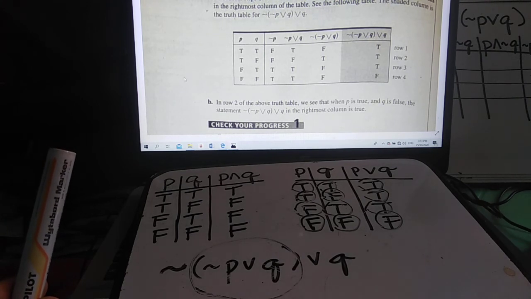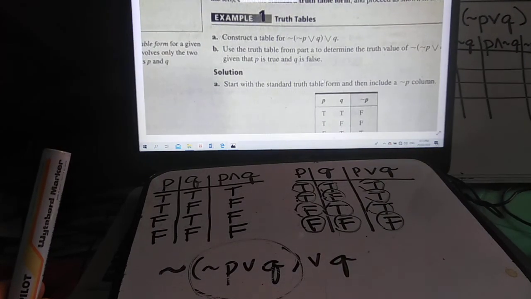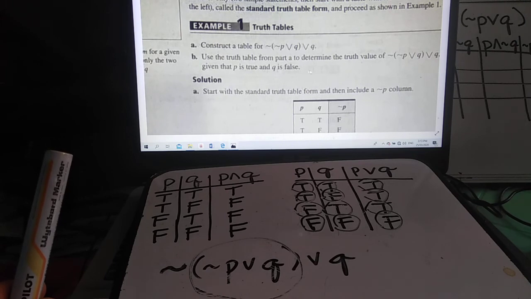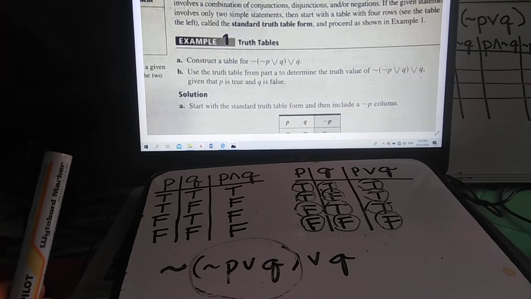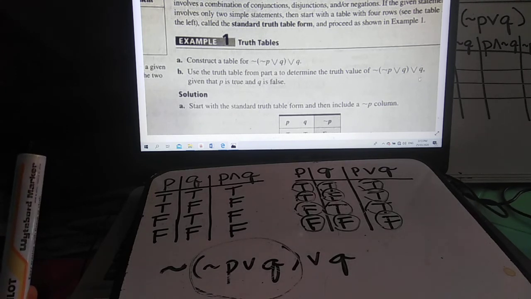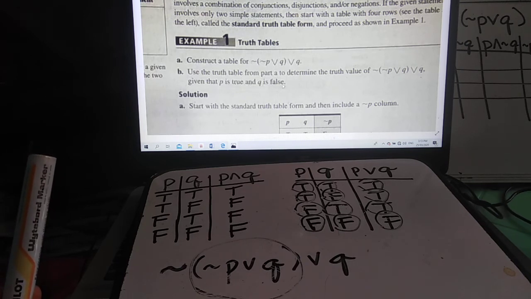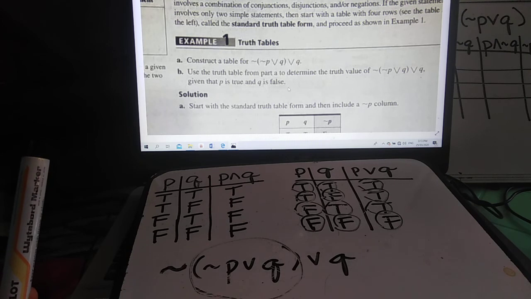Now for letter B, the question: use the truth table from part A to determine the truth value of the negation of the quantity not P or Q, given that P is true and Q is false. In other words, what is the value of this given statement if P is true and Q is false?